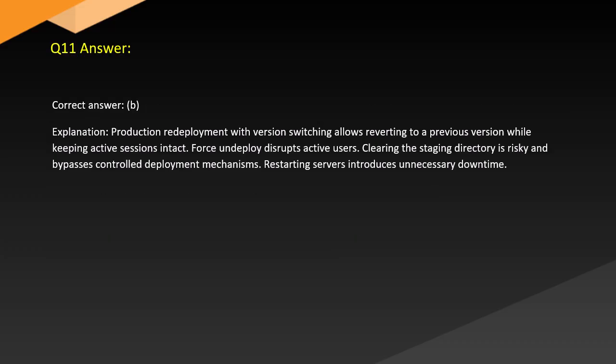Answer. Correct answer: B. Explanation. Production redeployment with version switching allows reverting to a previous version while keeping active sessions intact. Force undeploy disrupts active users. Clearing the staging directory is risky and bypasses controlled deployment mechanisms. Restarting servers introduces unnecessary downtime.